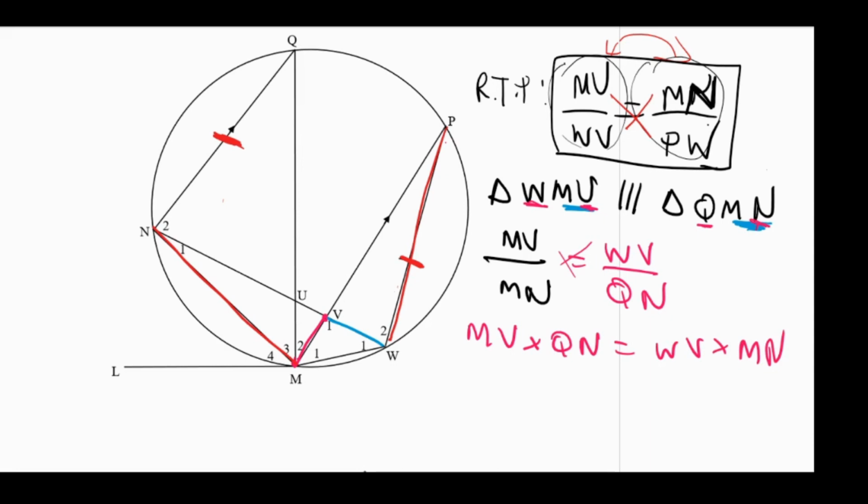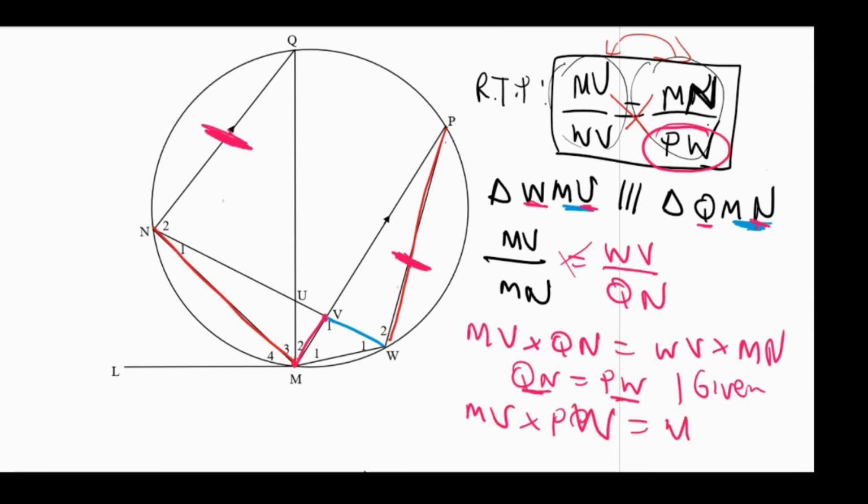And we know that QN, which is this portion here, is equal to PW, right? So it's given. So where we see QN, we want to replace it with PW. Why? Because in the previous question there's PW, right? So it's going to be MV multiplied by PW equals WV multiplied by MN, right? So let me write it here. MV multiplied by PW is equal to WV multiplied by MN.